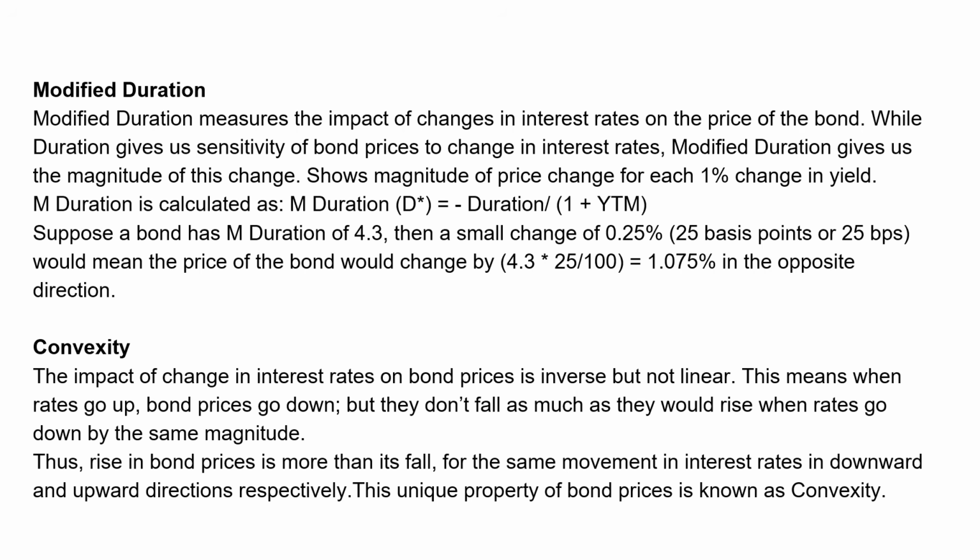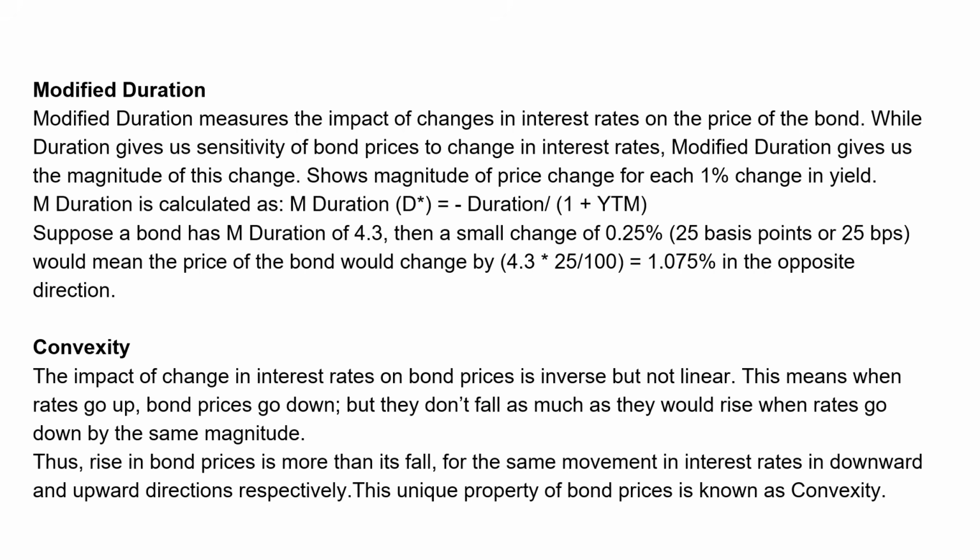Oftentimes we say the price of the bond is inversely proportional to the interest rate that is there in the market, but you have to understand this change is not linear, or it's not a straight line, it's a curved line. This means when the rates go up, the bond's price goes down, but it doesn't fall as much as it would rise when the interest rates go down by the same magnitude. So you can understand that this thing is not going linearly.